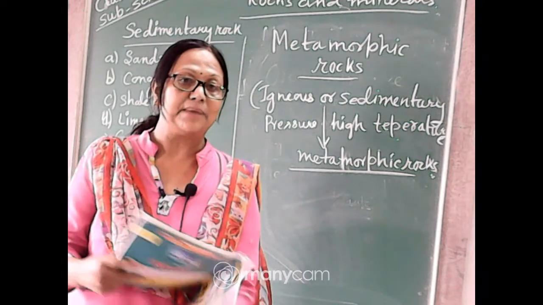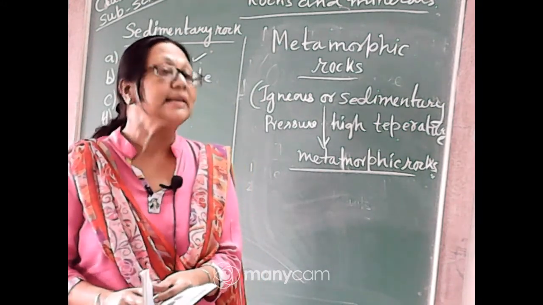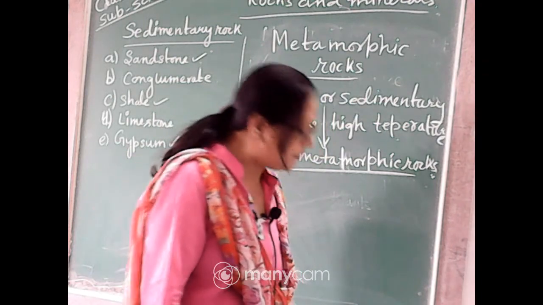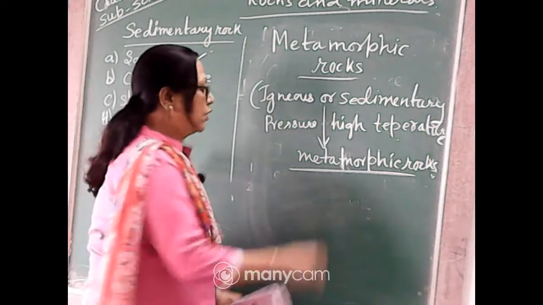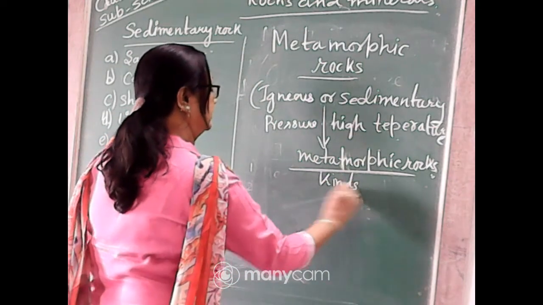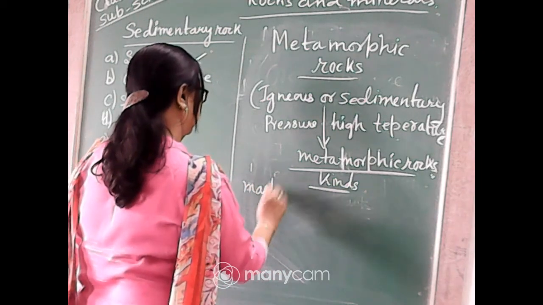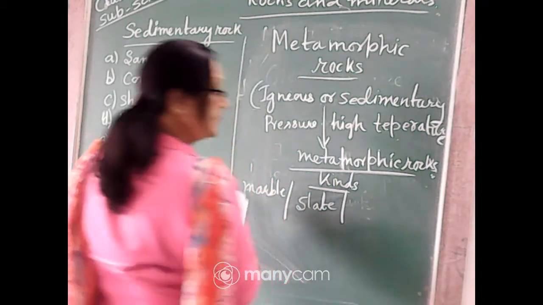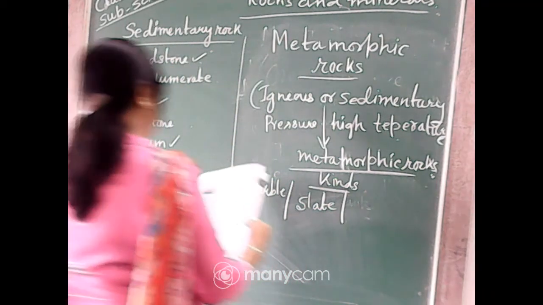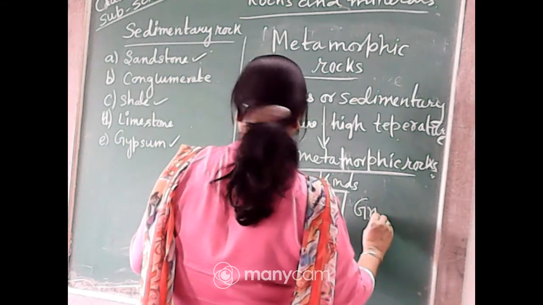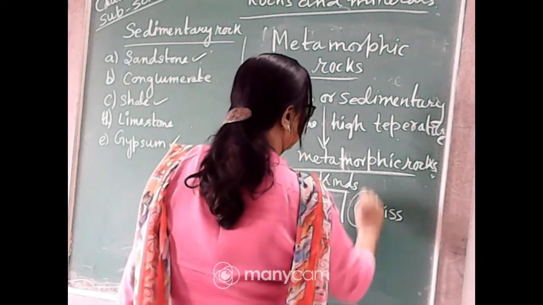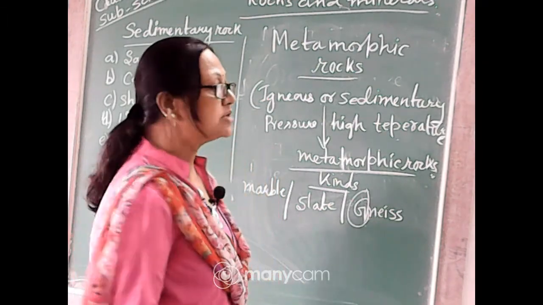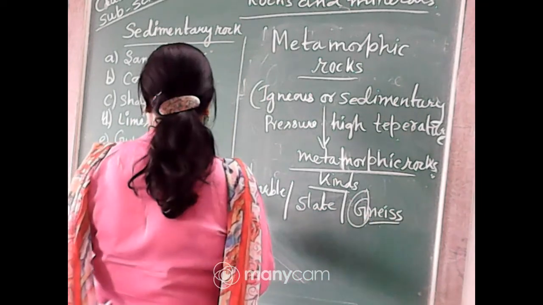Now the types of metamorphic rock I will take in my next class. Okay. Now we know there are mostly four types of metamorphic rock. The first one is marble. Second one is slate. Marble, slate, gneiss. Here the G is silent; don't say genes, it is not genesis, it is gneiss. Simply pronounce it gneiss. Okay, so it is gneiss. And then the last one is quartzite.